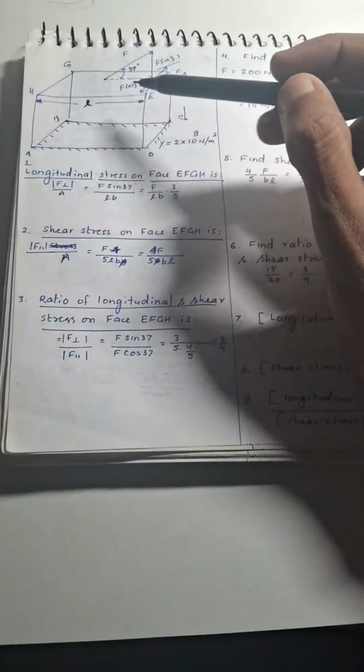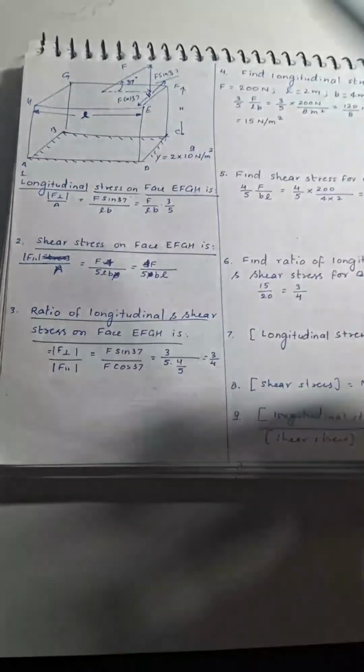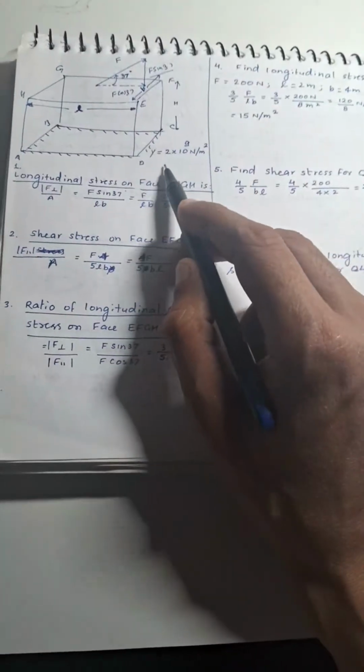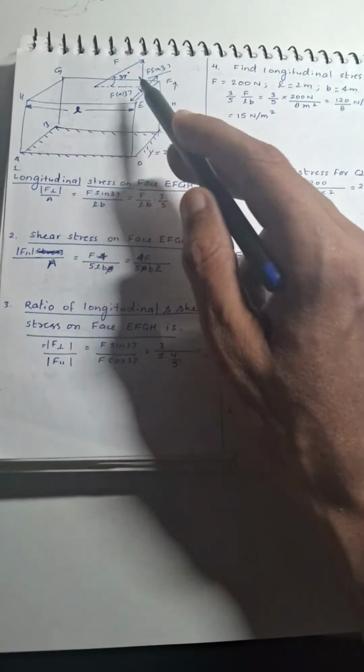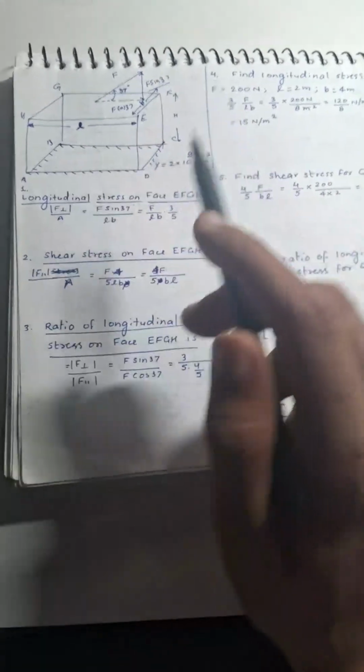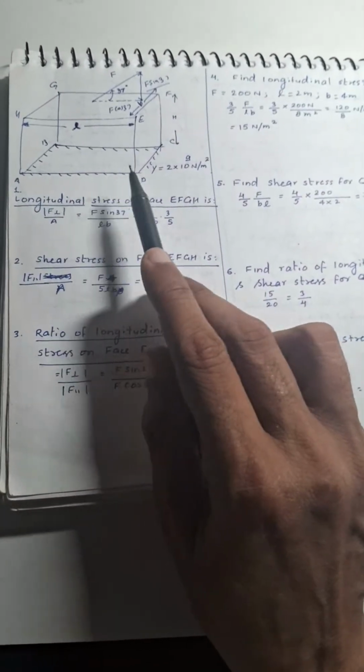Then we have another discussion on a cuboid based problem. A cuboid is given over here, for which Young's modulus is 2 into 10 to the power 9 Newton per meter square. On the top surface of the cuboid, you apply a force at 37 degrees. So the first question is the longitudinal stress on the face EFGH.